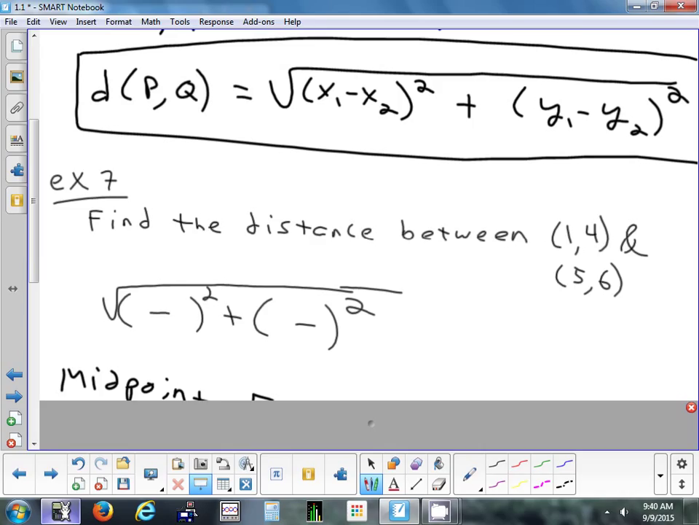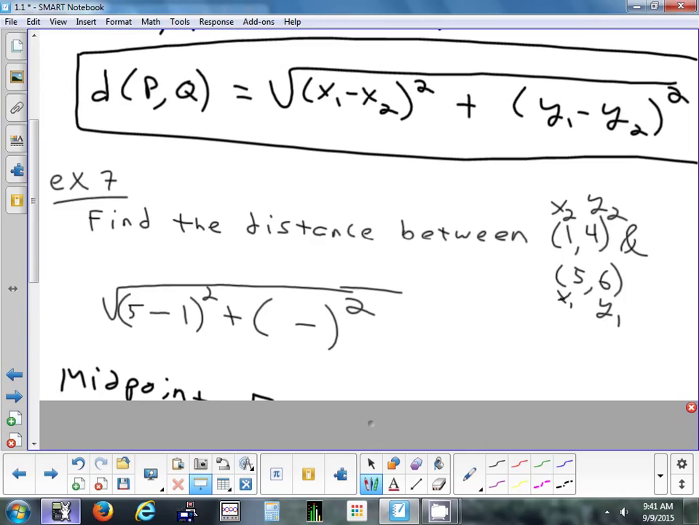And Amanda, can you tell me what I'm going to subtract in the first set of parentheses? Yeah, 1 and 5, and really you can do it in either order. Even though subtraction is not commutative, you're going to square it. So the square is going to take away any sign that would have been negative. All right, so let's do 5 minus 1. So this is like x1, y1, x2, and y2.